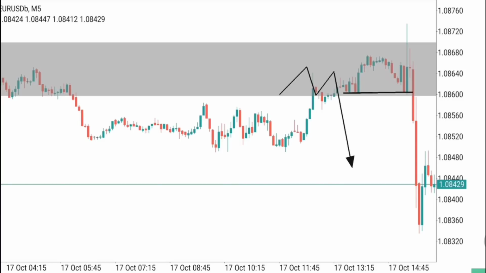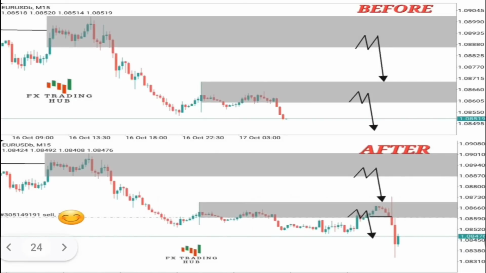Now we get my entry confirmation. You see here, there's a break of structure, there's a change of character here. Just a slight change of character happened here, and price went right up, gave me an entry, and sold. We placed our stop loss just above. You can see how that played out, and it was a wonderful trade.